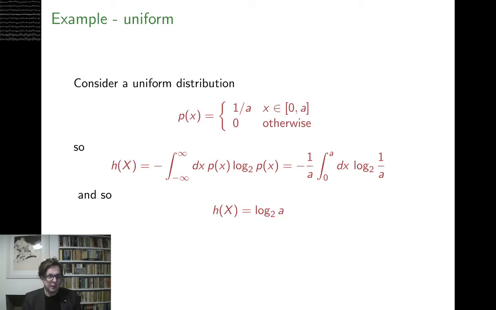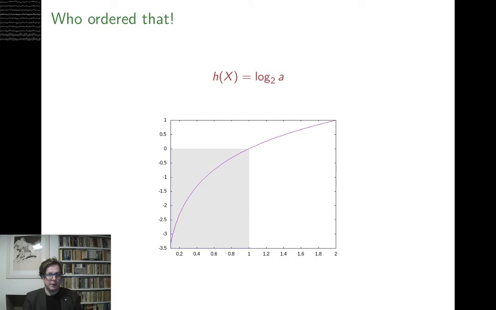The problem with this formula is illustrated in this picture here. This is a plot of the log to the base 2 of a. This is a along here. This point here is when a is equal to 1, and at that point h of x is equal to 0. And so for any value of a less than 1, we're going to get a negative number.